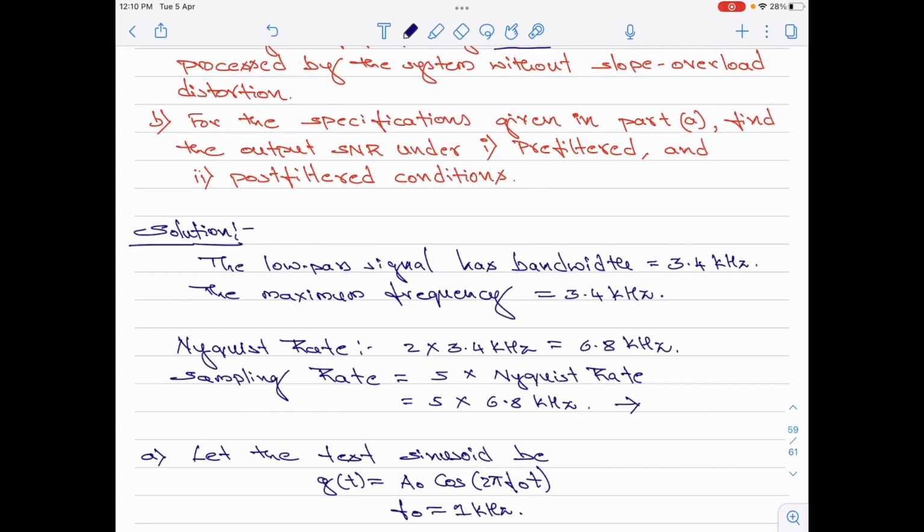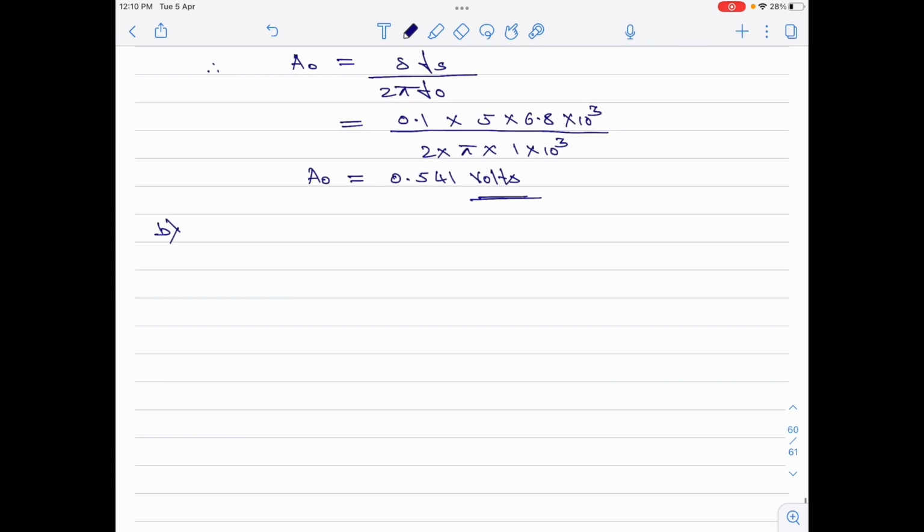Part B of the question says, for the specifications given in part A, find the output signal to noise ratio under the pre-filtered and post-filtered conditions. Please note, when I say pre-filtered and post-filtered, we are referring to the low-pass filter connected at the delta modulation receiver. Let me start with the pre-filtered condition first.